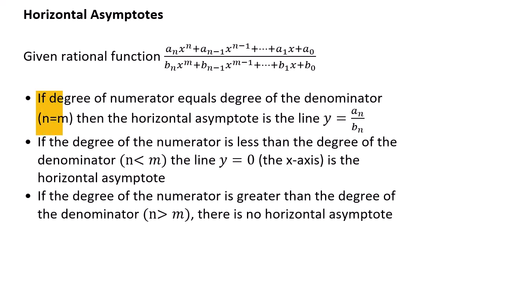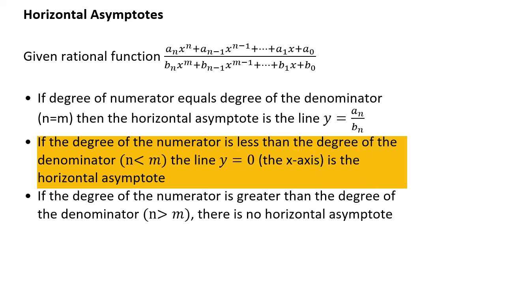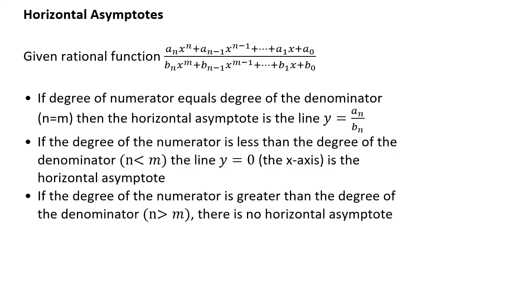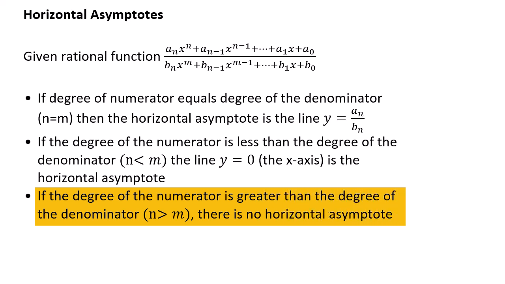If the degree of the numerator equals the degree of the denominator, n equals m, then the horizontal asymptote is the line y equals a sub n over b sub m. If the degree of the numerator is less than the degree of the denominator, n is less than m, the line y equals 0, which is the x-axis, is the horizontal asymptote. But if the degree of the numerator is greater than the degree of the denominator, n is greater than m, there is no horizontal asymptote.